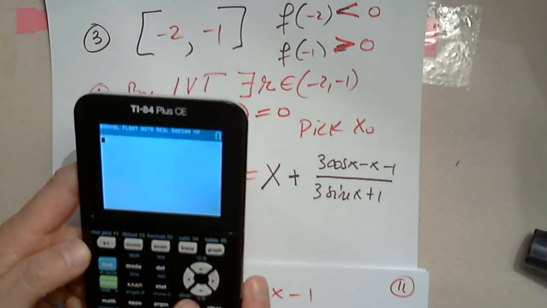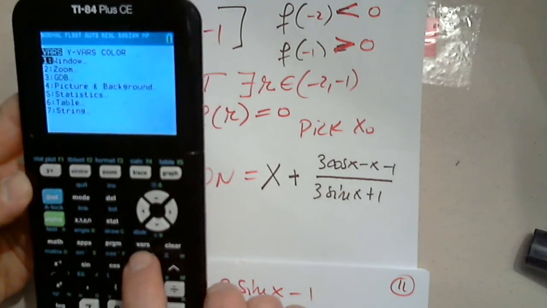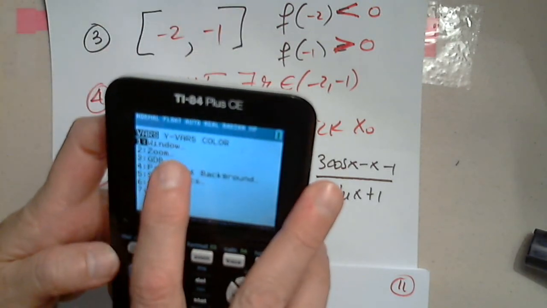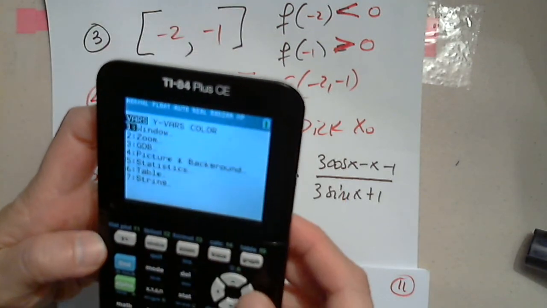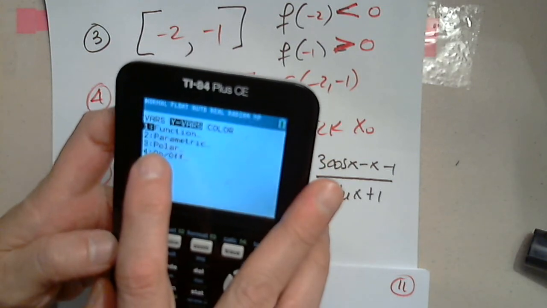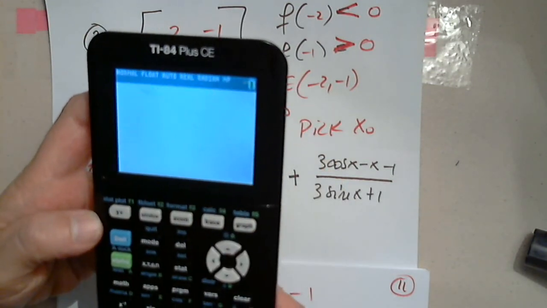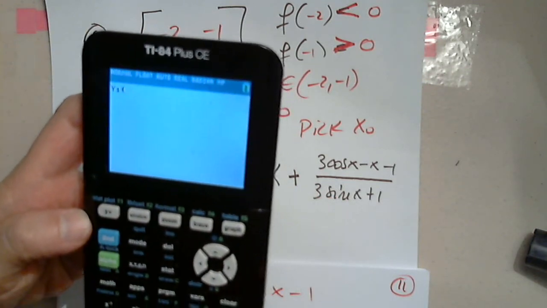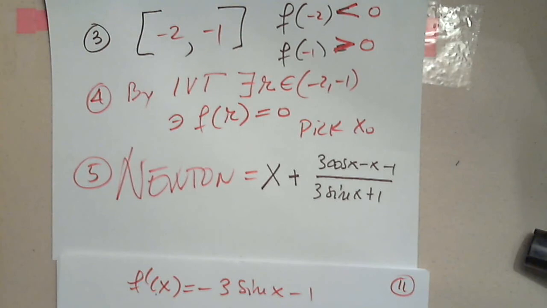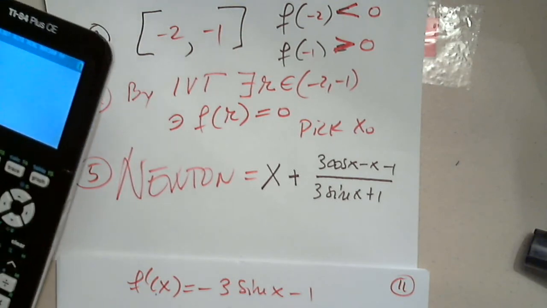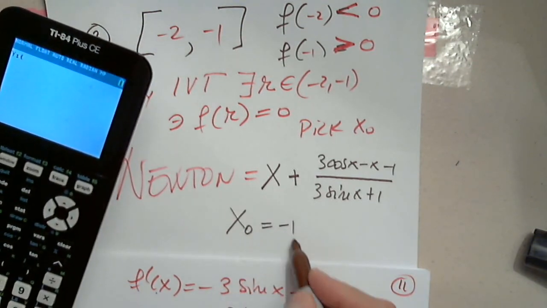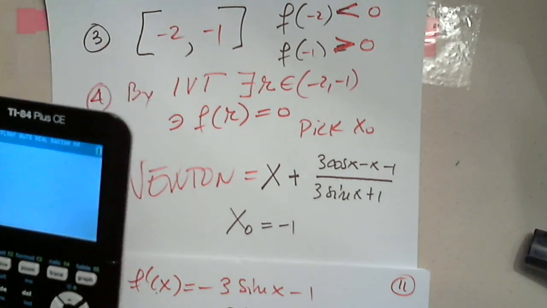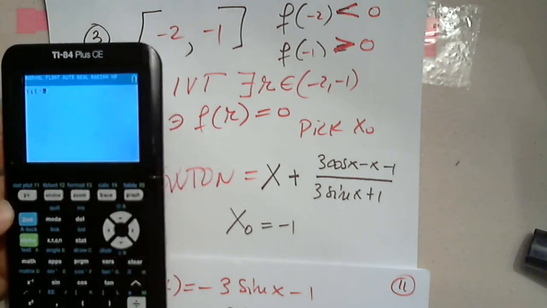So let's go to variables. It's this key, variables. And then we go to y variables. Scroll to the right. And we call the function. I'm calling function y1. And I decided to plug in, no one told me anything, so I'm going to plug in negative 1. So I start with negative 1. That's my starting point. You can start at negative 2. It doesn't matter.